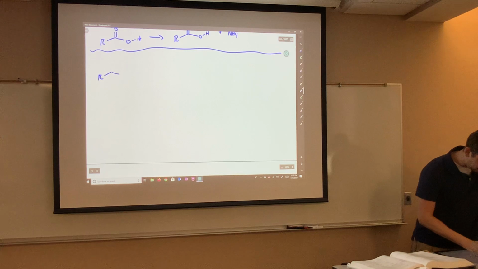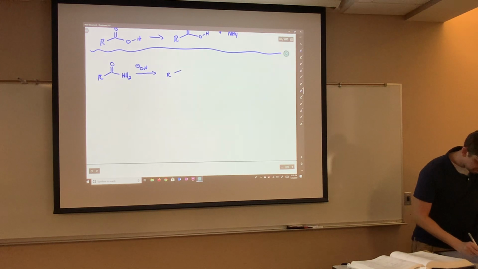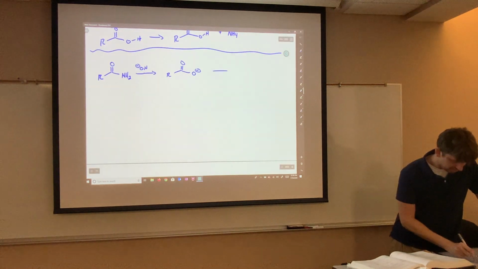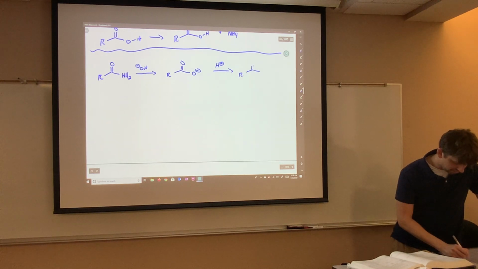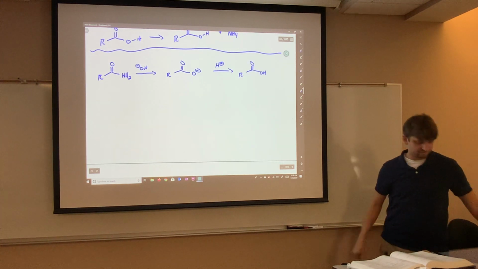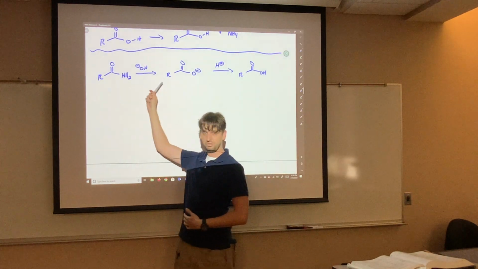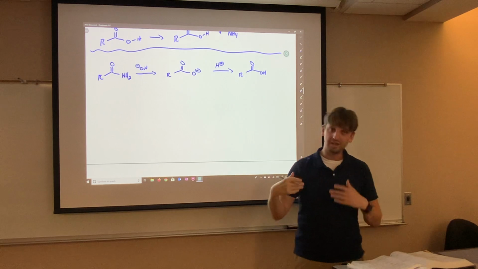So the other thought here is, under basic conditions, we will end up making this. And then if we come back and we do an acid workup, then we would end up at the carboxylic acid, okay? Can you guys do this mechanism? It's also in the book. But now what is the difference?